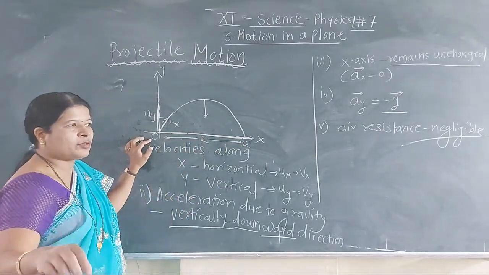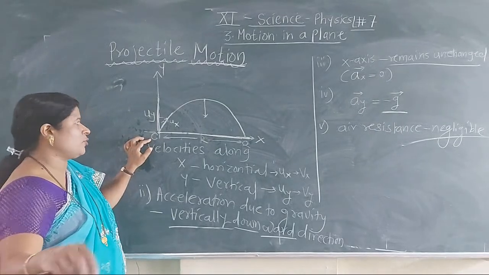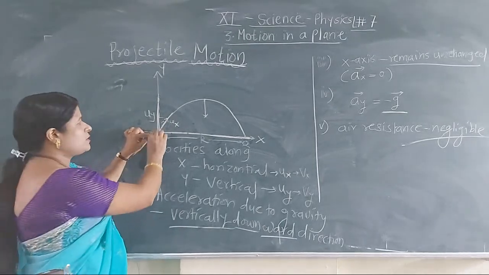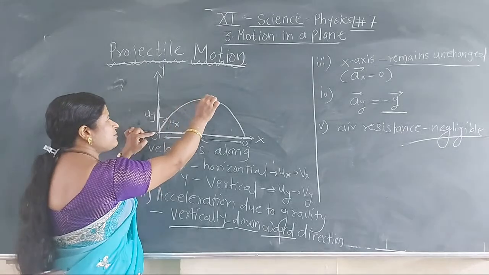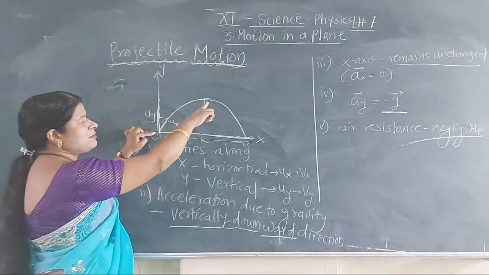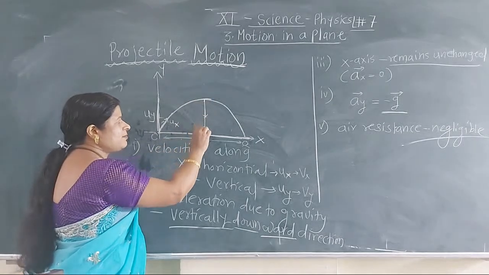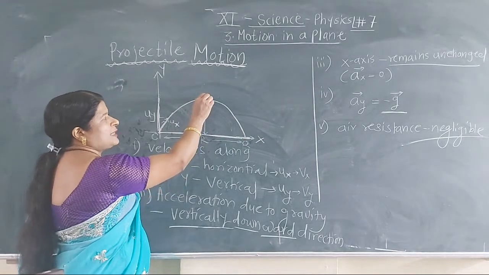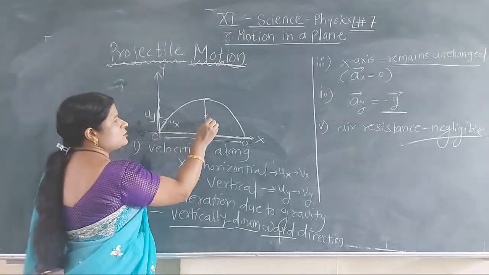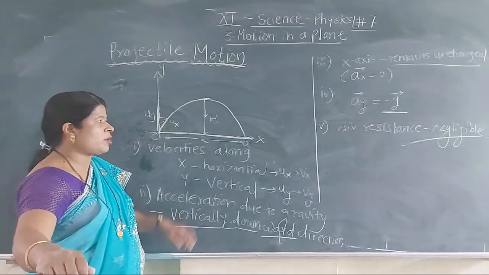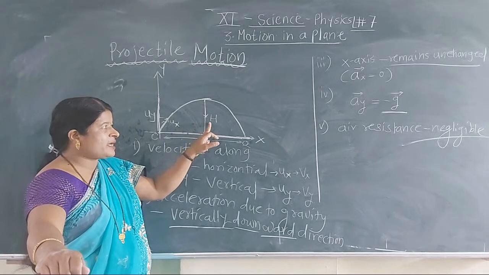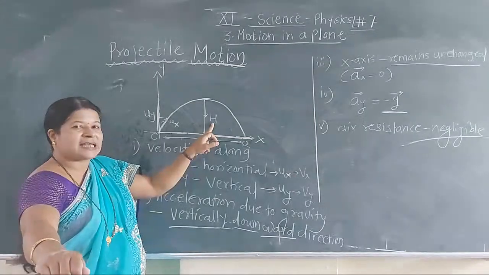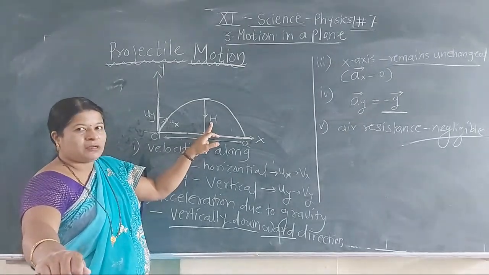This distance we call the range of a projectile. After the projectile is thrown, it went to the maximum height along the y-axis. That maximum distance from the x-axis to that projectile, we call the maximum height or height of a projectile. That is the vertical distance of a projectile, and that vertical maximum distance we call the height of a projectile.